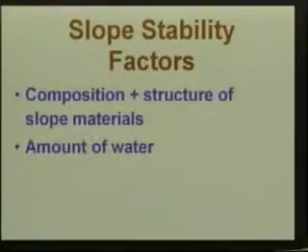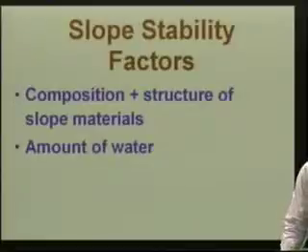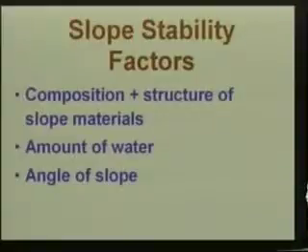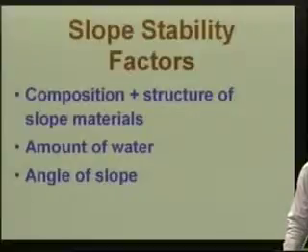Now we're going to see that water plays a very important role in mass movement. The amount of water: the more water you have, the more trouble we're going to have. The more water you have, the more unstable the slope becomes. Now certainly, again, the angle of the slope: the steeper the slope, usually the more unstable the slope will be when you think about the gravitational forces involved.